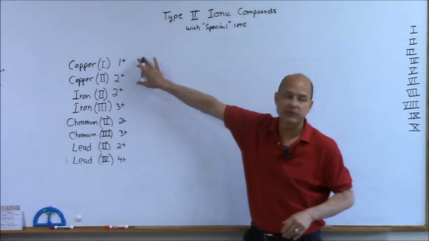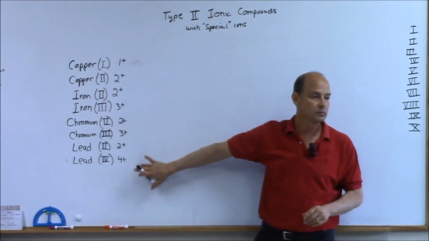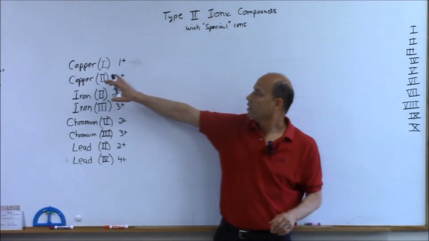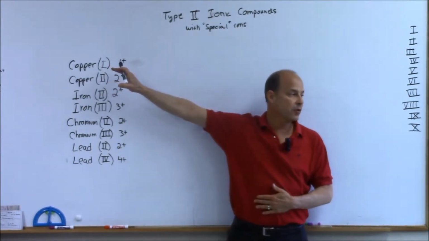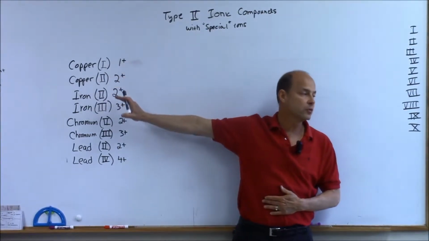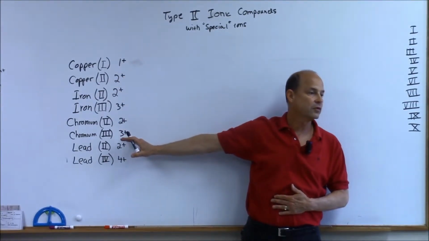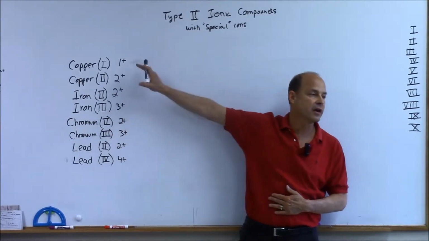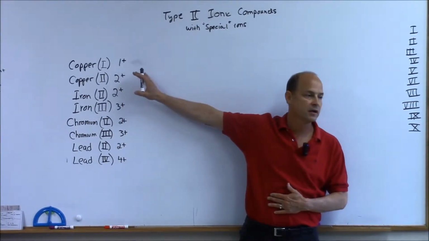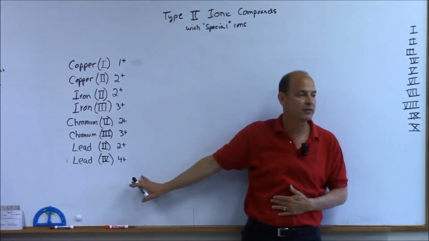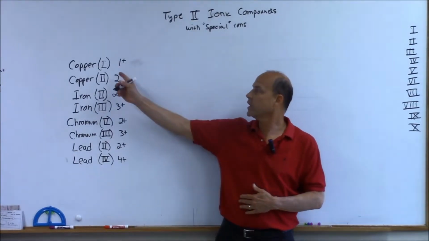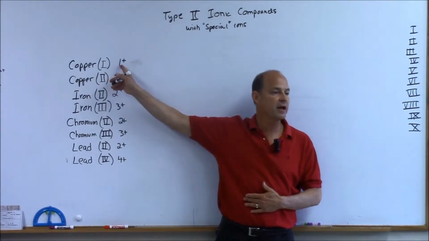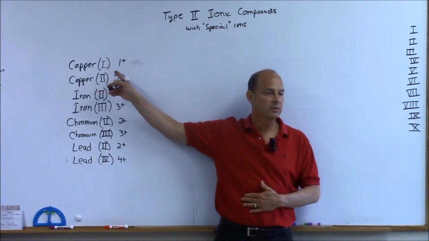I've written that list of special ions up here on the board. You'll notice that there is a parenthesis with a Roman numeral next to these, which are the cations. These are all cations because they all have a positive charge, right? Do you notice the relationship between the charge on the ion and the Roman numeral?